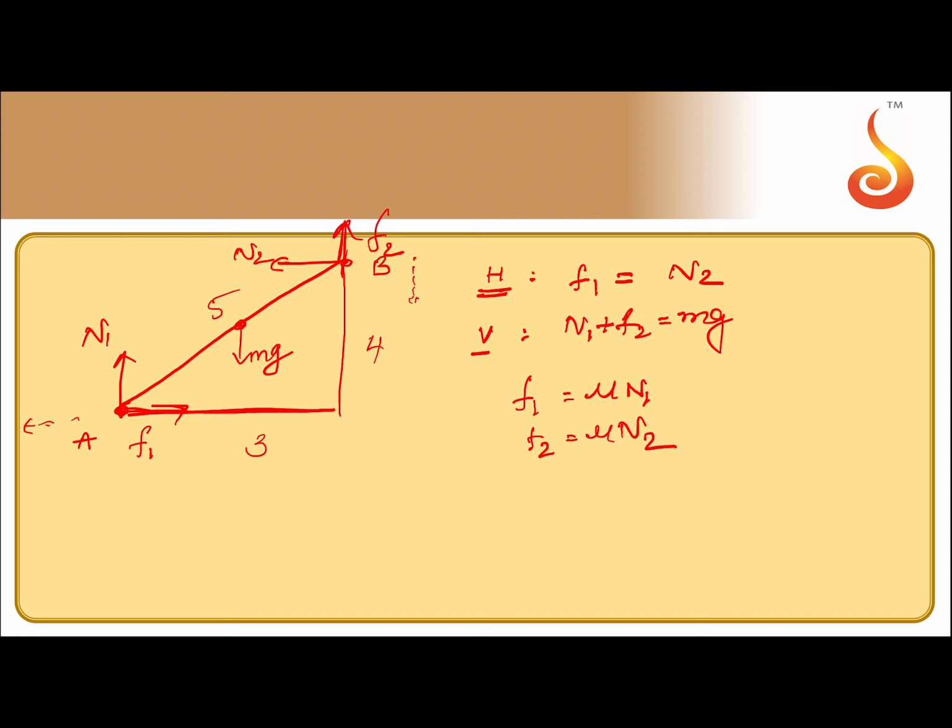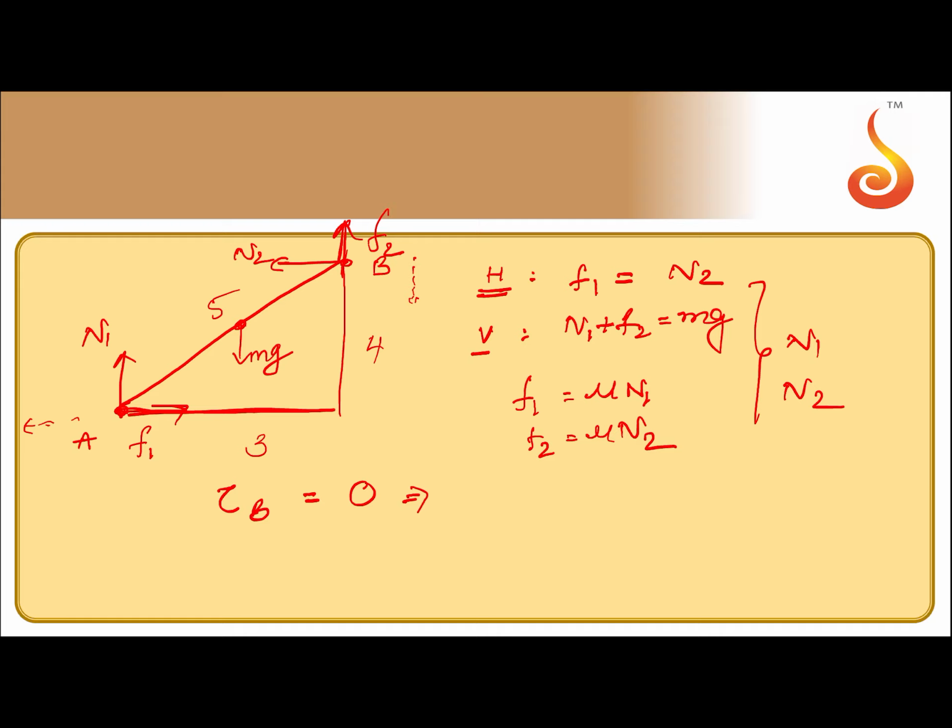Right? So now the question is about finding the value of mu such that it does not slip. So with the help of this, as I said, N1 and N2 can be obtained. Now we need to consider the rotational equilibrium. Let us consider the torque about say A or B, maybe B. So torque about B is equal to 0.